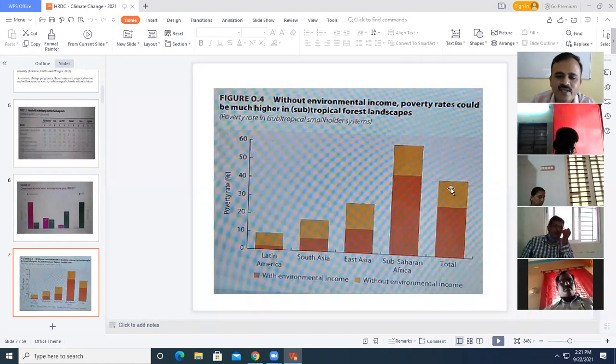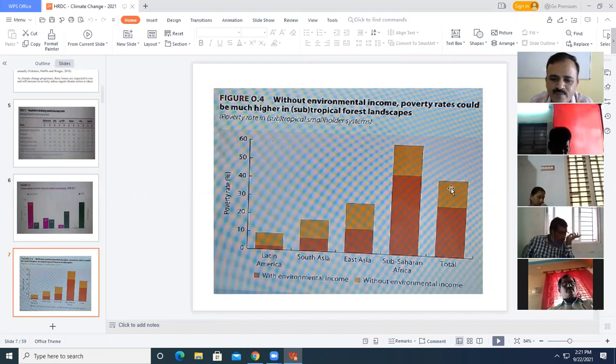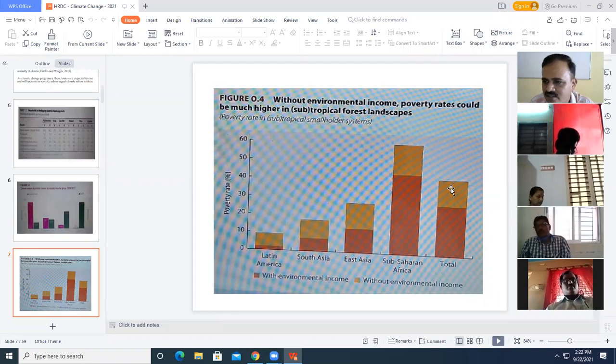This is one more piece of evidence related to the impact of global warming or climate change on income and poverty rates. This diagram indicates that without environmental income, poverty rates would be much higher in subtropical forest landscapes, Latin America, South Asia, East Asia, Sub-Saharan Africa, and the total is the last bar.